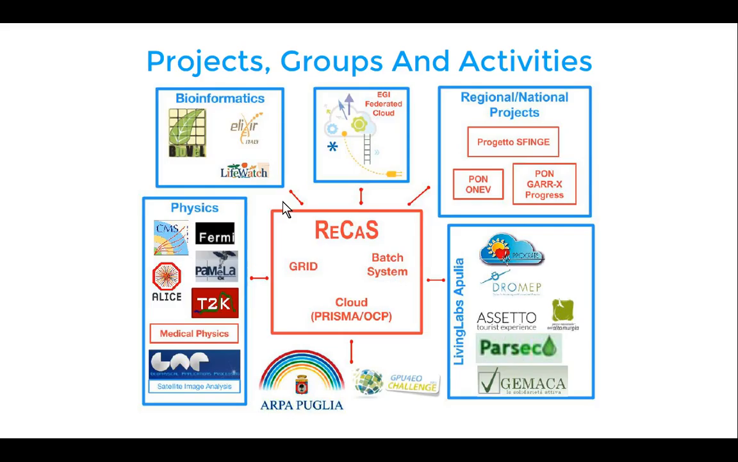So this is just a small sketch of what we support. We have a wide, heterogeneous range of projects. We have the EGI Federated Cloud, and regional and national projects, which are three. We also have a particular set of regional projects in collaboration with private companies. We support some of them. And then we also support the regional government, and physics, which is the core business of the data center, not of the cloud part, but of the whole data center.